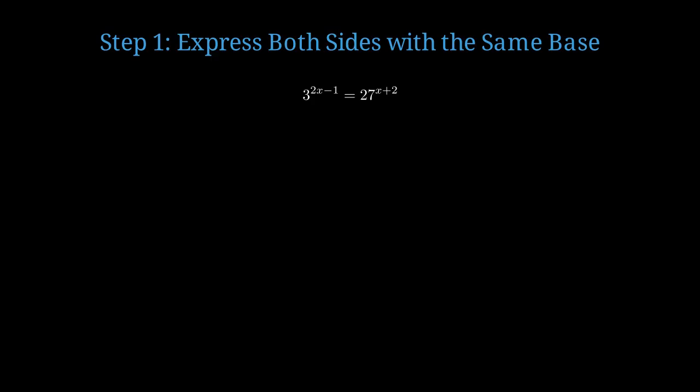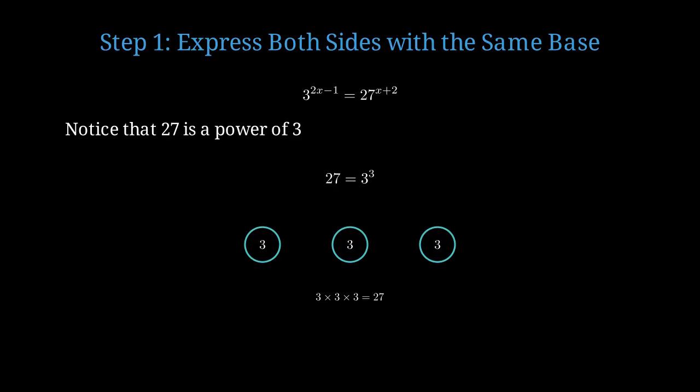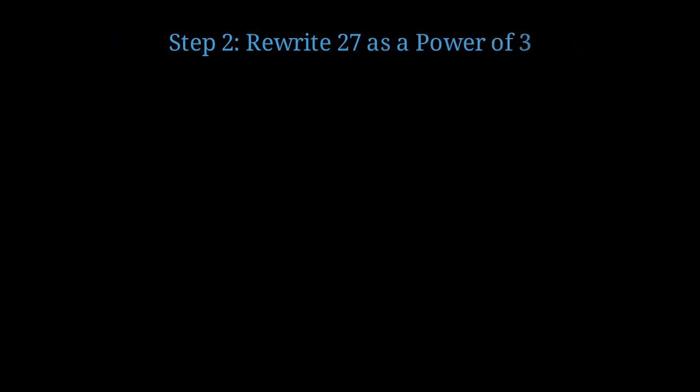Starting with our original equation, 3 to the power of 2x minus 1 equals 27 to the power of x plus 2. The crucial observation is that 27 is actually a power of 3. Specifically, 27 equals 3 cubed. We can see that 3 times 3 times 3 equals 27. Now let's rewrite our equation by substituting 27 with 3 cubed.